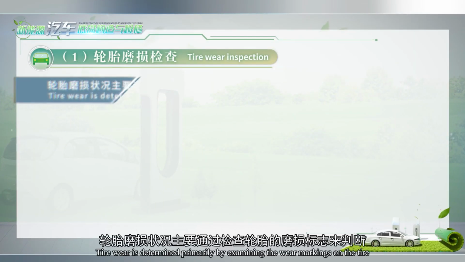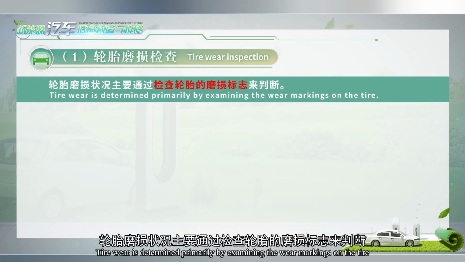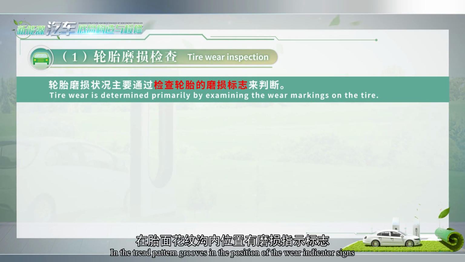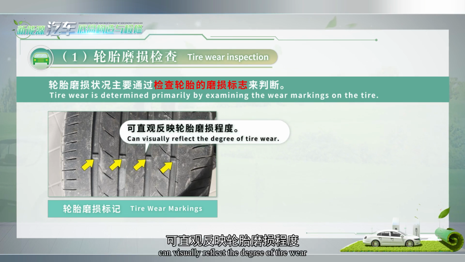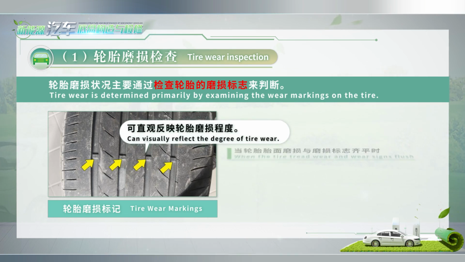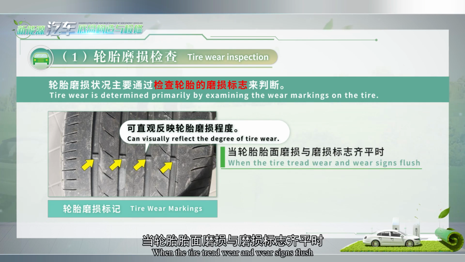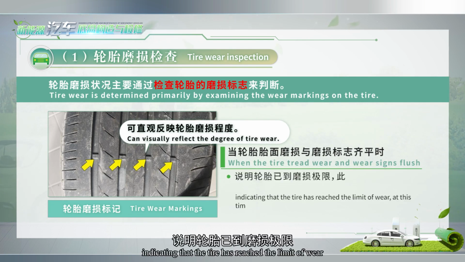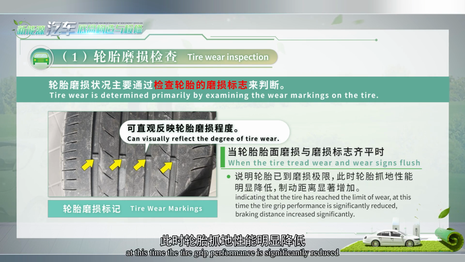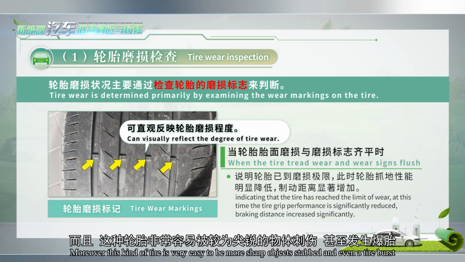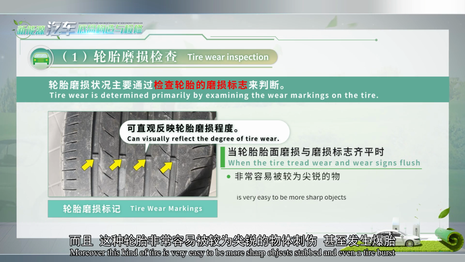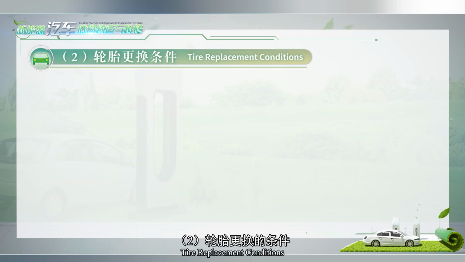Tire wear inspection. Tire wear is determined primarily by examining the wear indicator marks in the grooves of the tread pattern, which visually reflect the degree of tire wear. When the tire tread is worn flush with the wear indicators, the tire has reached its wear limit. At this time, tire grip performance is significantly reduced and braking distance increases significantly. Moreover, such a tire is very easily punctured by sharp objects and may even burst.